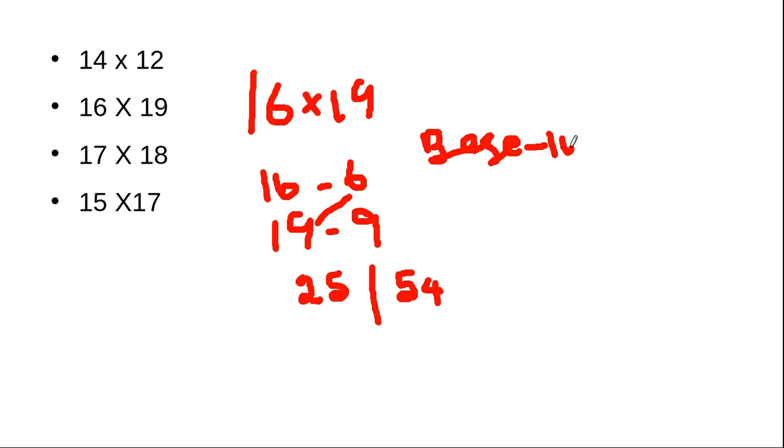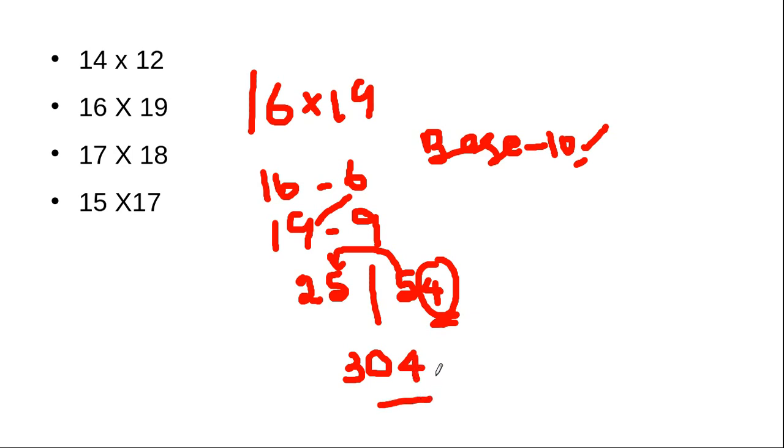We know that this value is in base 10, so the number of zeros here is 1. So the unit digit must be only 1 digit. This is the unit digit, that is 4, and you have to add the 5 with the tens digit. So you will get 0 and 30. So 304 is your answer.